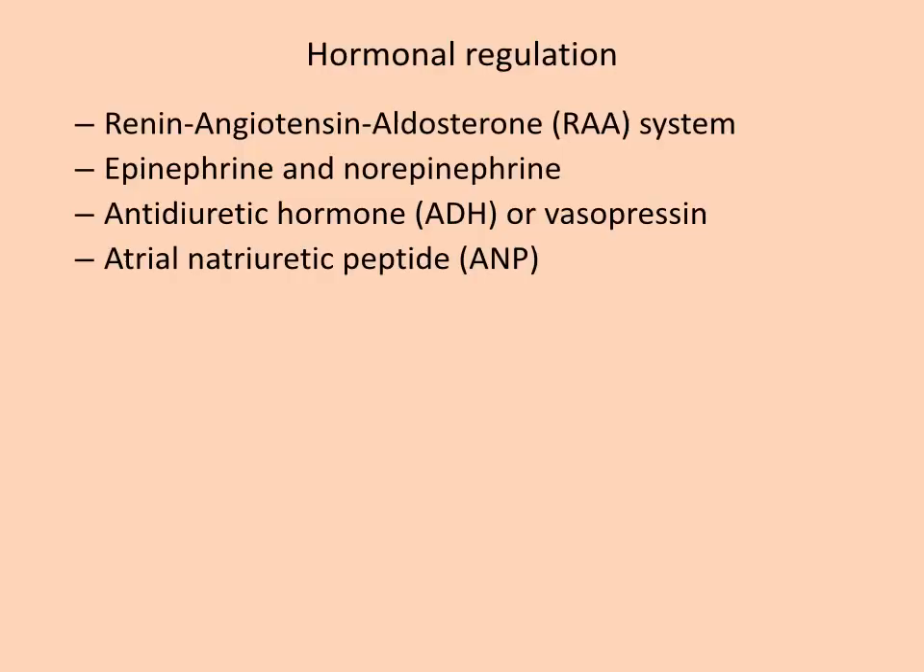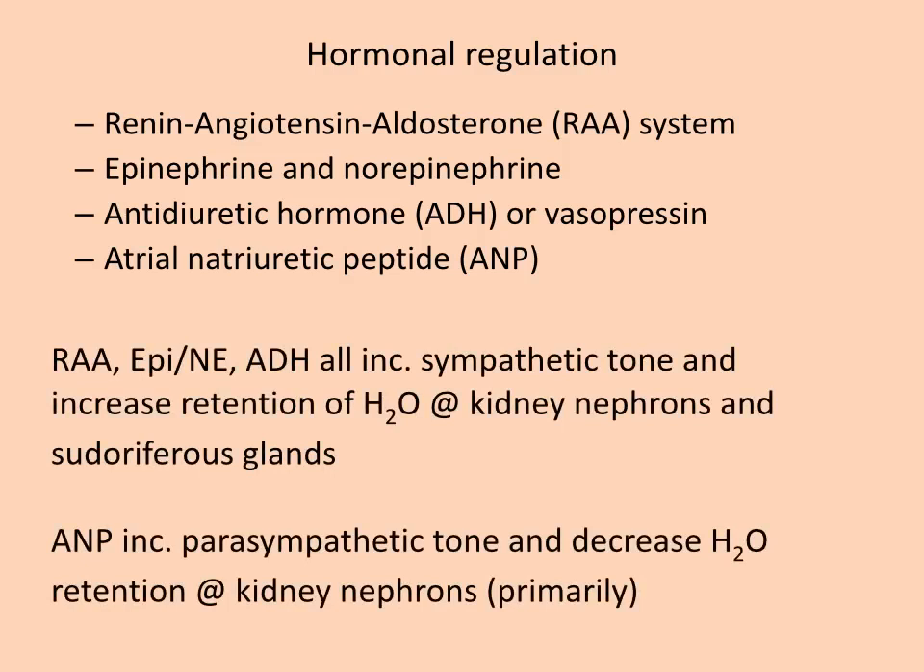So let's take a look at the hormonal regulations that we have at play here. We have what's referred to as the RAA system, the renin-angiotensin-aldosterone pathway. We have the sympathetic, epinephrine, and norepinephrine pathways. We have the antidiuretic and vasopressin, and we have what's known as atrial natriuretic peptide pathways. The ANP pathway, the atrial natriuretic peptide, is going to increase parasympathetic tone. It's a hormone that's released from the right atria when there is too much load on the right atria.